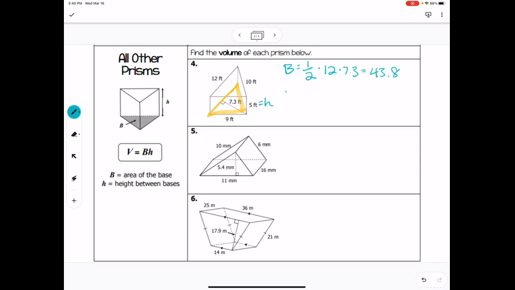So now I get into my volume formula. I'm taking the area of the base that I just calculated, which is 43.8, and now I'm going to multiply it by the height of the prism, not the height of the triangle, those are different. And multiplying that out, I get 219, and now I will put on my feet cubed.